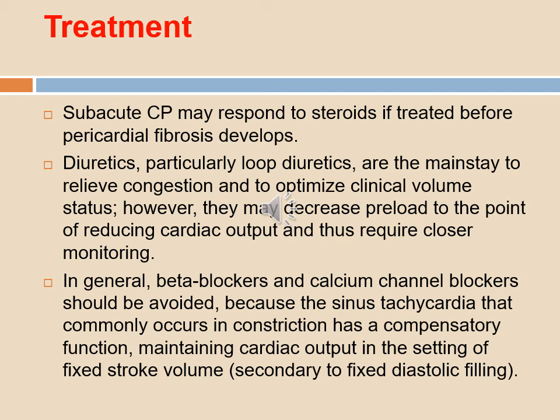In general, and especially in the transient forms of constrictive pericarditis, heart rate regulating drugs such as beta blockers and calcium channel blockers should be avoided because of that. The sinus tachycardia that commonly occurs in the setting of constriction has a compensatory function, maintaining the cardiac output in the setting of the fixed stroke volume.